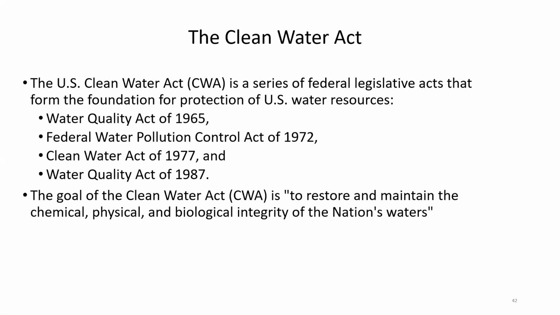So this is what the federal government does to help manage some excessive nutrient pollution. We have what is known as the Clean Water Act. And really the Clean Water Act is actually a series of federal acts. That means every single state in the union has to follow these rules. And it includes the Water Quality Act of 1965, the Pollution Control Act of 1972, the Clean Water Act of 1977, and the Water Quality Act of 1987. The goal of this act is to restore and maintain the physical, chemical, and biological integrity of the nation's waters. Without this act, states could kind of do whatever they wanted.